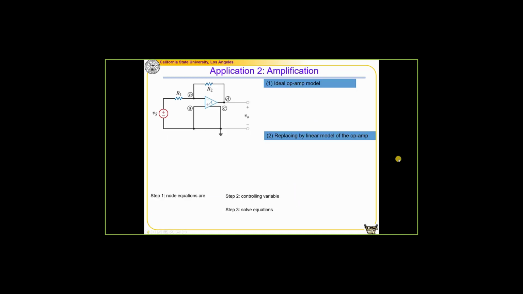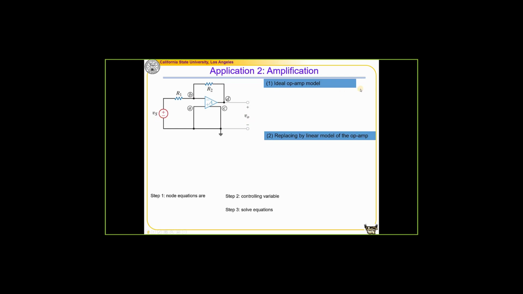So the second setup is a typical setup. It's application 2, amplification. This is a typical setup for amplification. We have a signal connected to the inverting terminal, and the non-inverting terminal is connected to the ground. And we have an input signal connected with one resistor R1. Between the output and the input, we connected one resistor R2. Let's find a relationship between VO and VS.